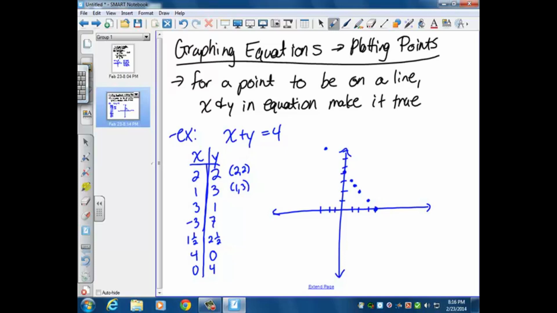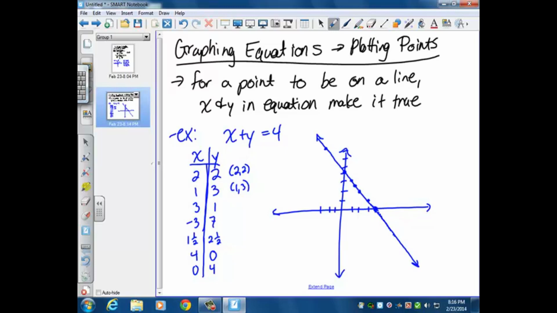Obviously I can see this pattern. If I made a million little points that work, different things that add up to 4, all decimals and fractions in between all those, it would form this line. So that's all this line is. It's a million different little possibilities that work in that equation.